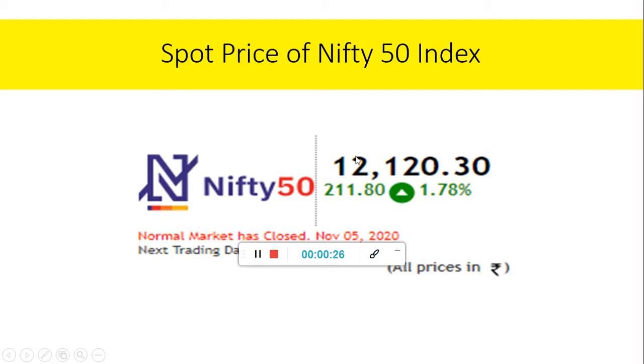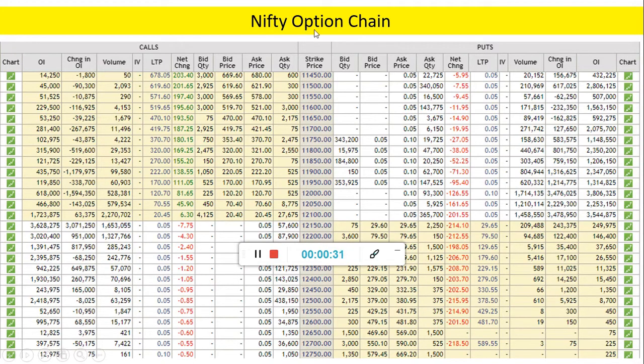Market has closed at 12,120. This is the Nifty option chain, available in front of you. In the middle there is a strike price at which the betting takes place, and the call option is on the left side and put option is on the right side. LTP is the premium which the call buyer will pay to the call seller. So this is the premium at different strike prices.